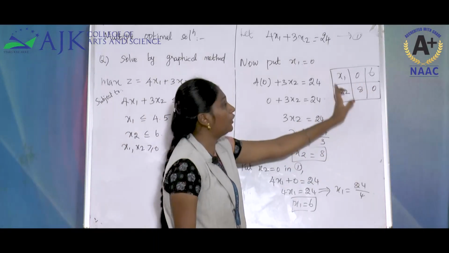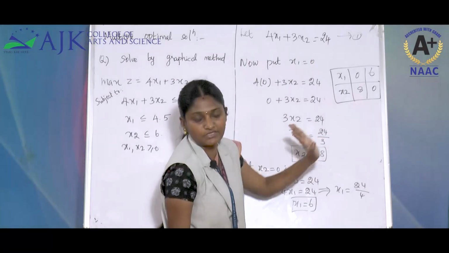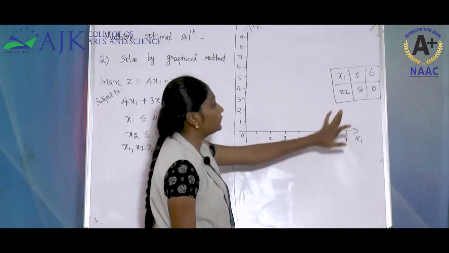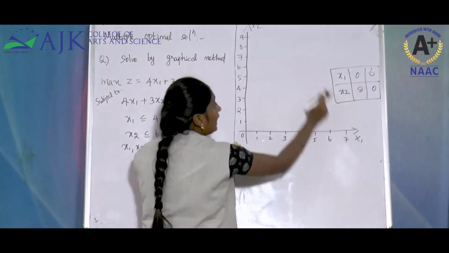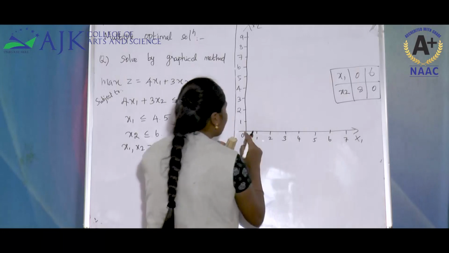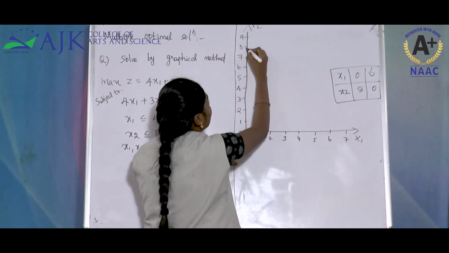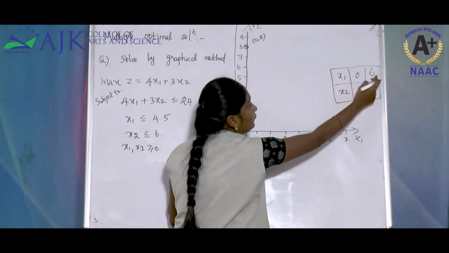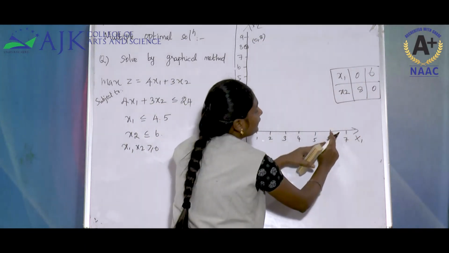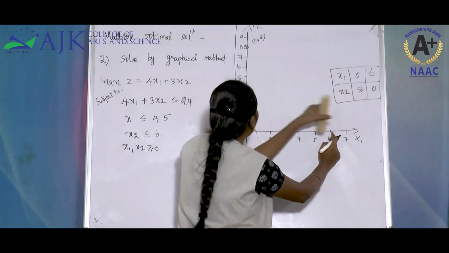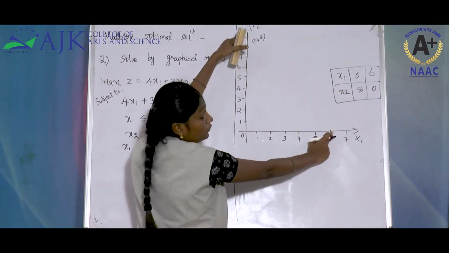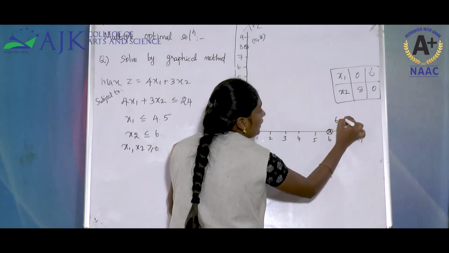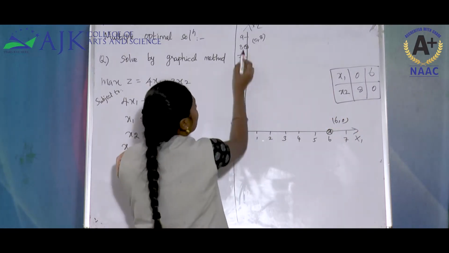Now we have to plot these points on the graph sheet. This is our x1 axis, this is our x2 axis. When x1 is 0, x2 is 8, so the point is 0, 8. Next, x1 value is 6 on the x1 axis, and the x2 value is 0. So 6, 0. Join these points with a line.